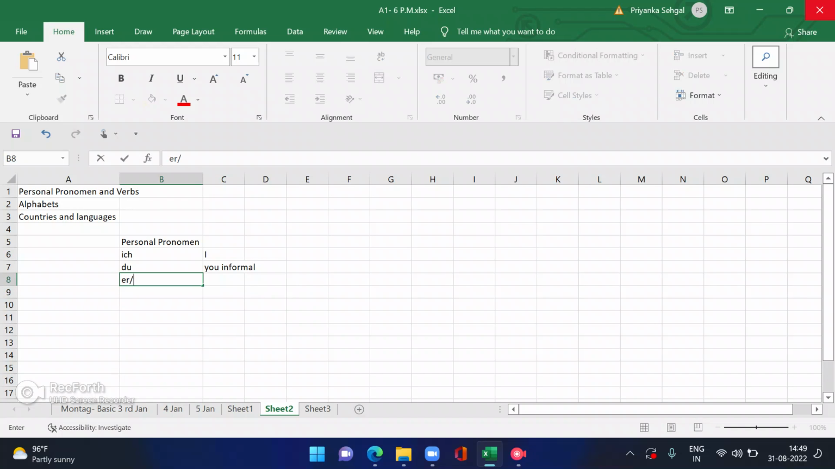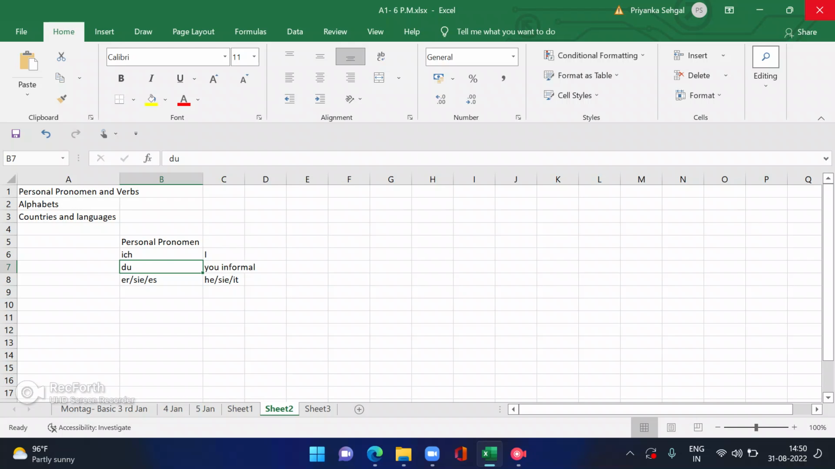Then comes er, sie, es. He, she, and it. So when I am talking to my friend, I am talking to du about some boy. For example, Ram is a boy. So I will say he is very smart, he is intelligent, he goes to office. So then we are talking about the third person. This is the first person, this is the second person, this is the third person. So this is er. When we are talking about some girl, so she, we will say sie. Then when we are talking about some things, it is es.